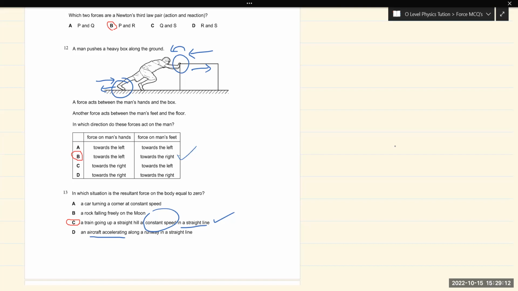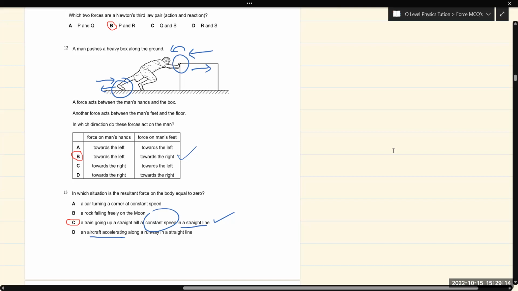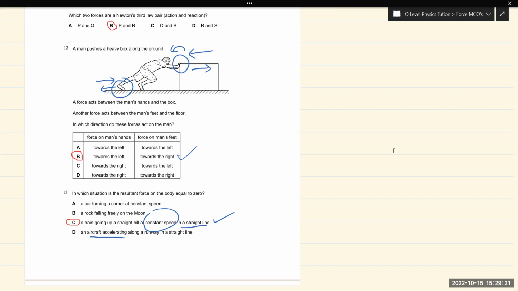So in which situation is the resultant force on a body equal to zero? किस सिचुएशन में जीरो होनी चाहिए? A train going up a straight hill at constant speed in a straight line. So at constant speed in a straight line means there is no acceleration. If there is no acceleration, it means that the resultant force on the body is equal to zero.